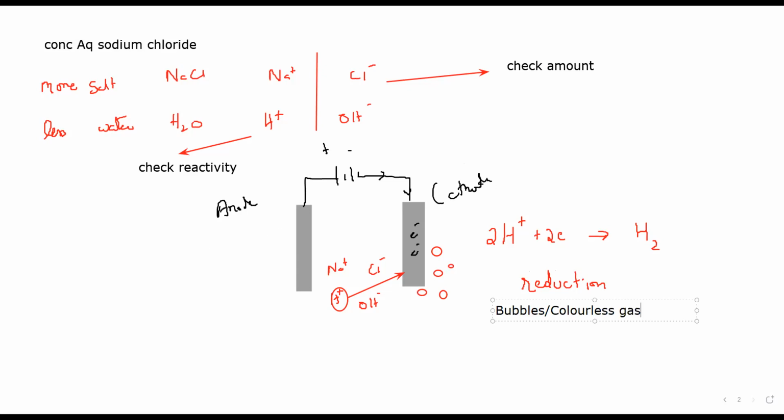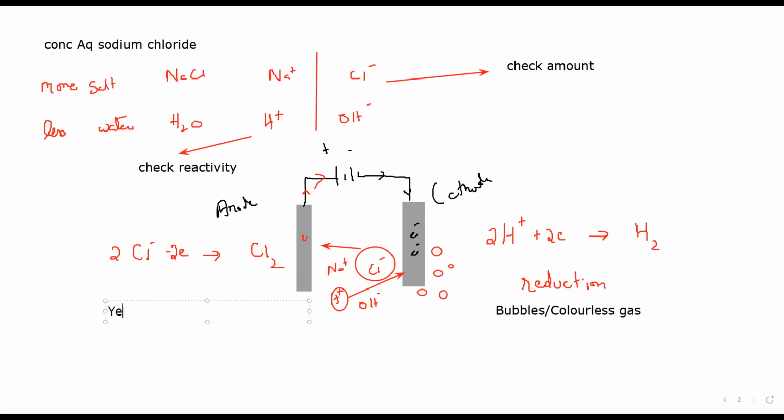And what happened at the anode? For the anode, for negative ions, we check the amount. The one which is more, as you can see, it is a concentrated solution, or brine, so more chloride ions. Chloride ions are attracted towards the anode, and they will lose their electron, which travels out. When one chloride ion is there, it will lose one electron and form a chlorine atom. If two chloride ions are there, they will lose two electrons and form a chlorine molecule. Whenever a chlorine molecule is formed, this change is called oxidation.